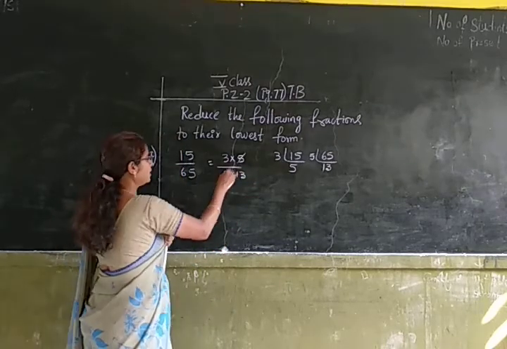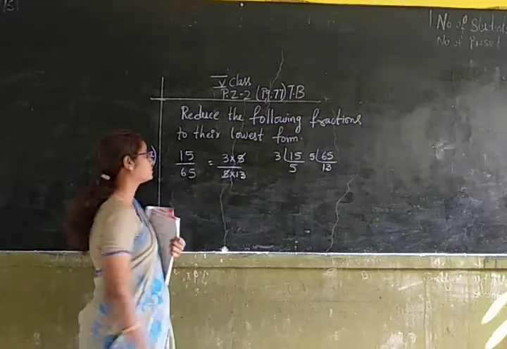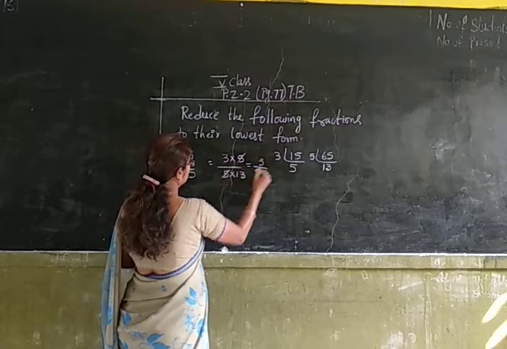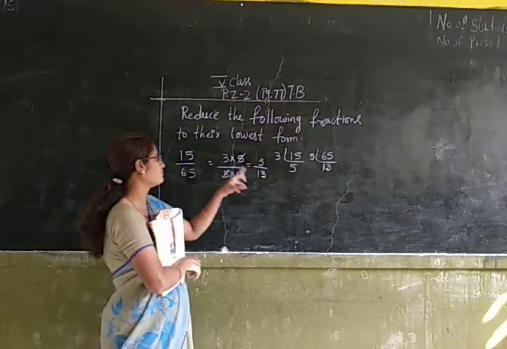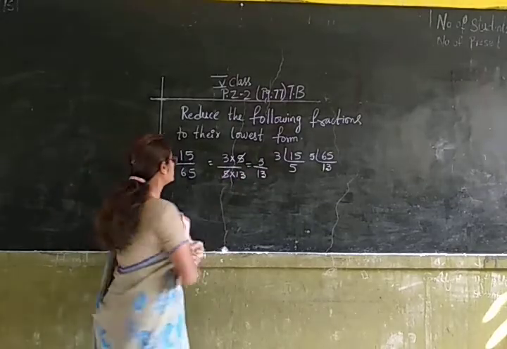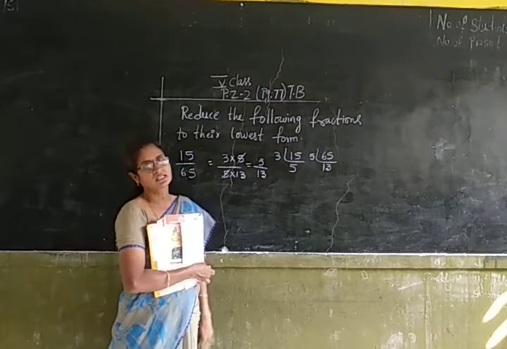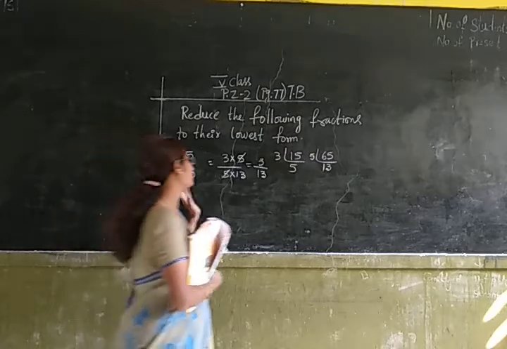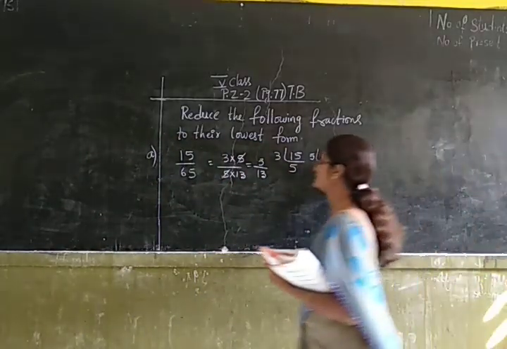Here 5 and 5 are common factors in both the numbers. So let us cancel them. So in the numerator 3 is left over and in the denominator 13 is left over. So 3 by 13 is the reduced form of 15 by 65.